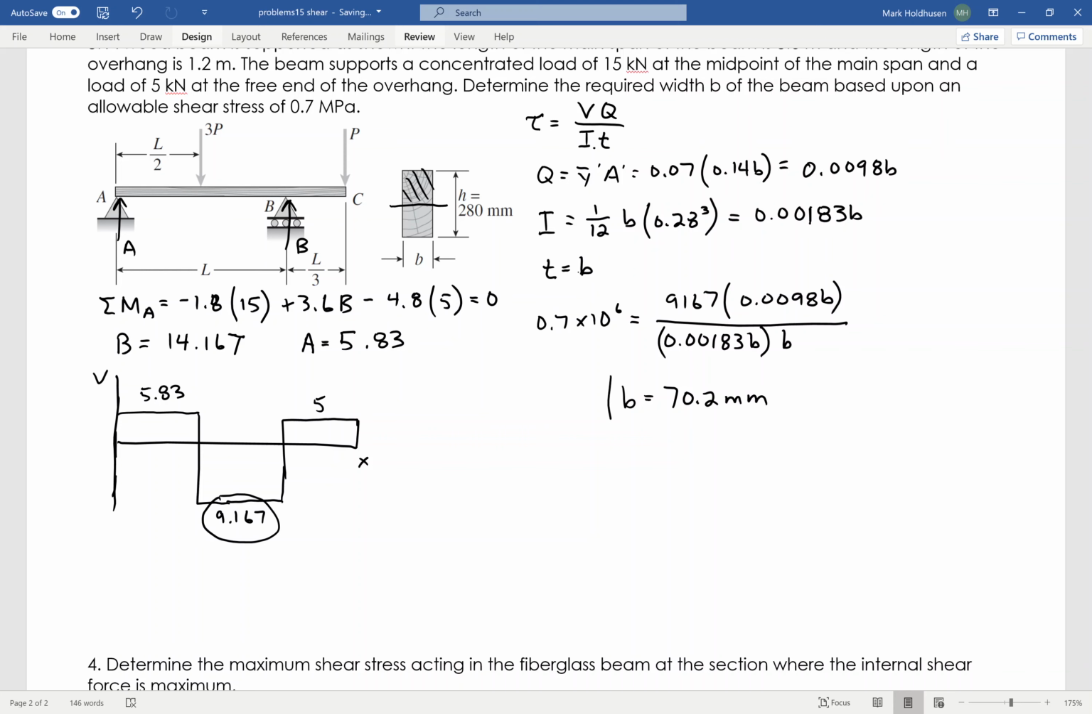Okay. So again, the first thing to do is find where the maximum shear is occurring. Once I have that, then I know the maximum shear stress occurs at the neutral axis, so use Q and I for the whole thing. When it all comes down to it, you can go ahead and solve for B and get your answer that way.